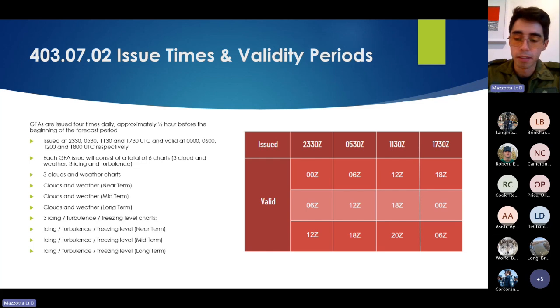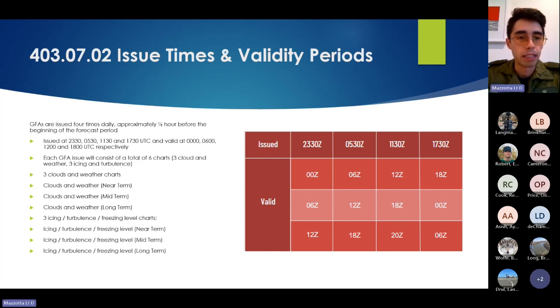If you attended some meteorology classes last week, you would have talked about METARs and TAFs. Just like METARs and TAFs, GFAs also have issuing times and validity periods. They are issued 4 times a day, approximately half an hour before the beginning of a forecasted period. You'll see that the issuing times are at 23:30 Zulu, 05:30 Zulu, 11:30 Zulu, and 17:30 Zulu. Again, you'll have to convert that to your local time. So in Northwest region right now, we're -7 Zulu because of the daylight savings. So your 17:30 Zulu would be 10:30 a.m.